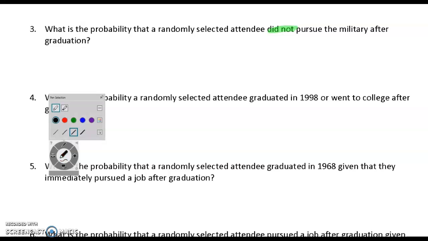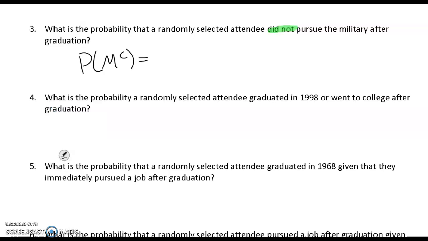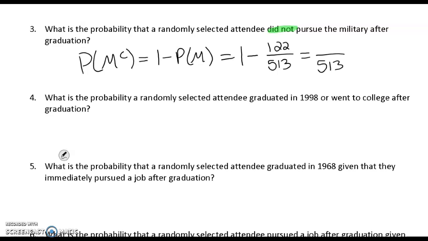So what needs to happen here is that since I'm looking for the people who did not go into the military, I can just write it as follows. This means the complement of the military. So if M is the event they went into the military, M^C would be the event they did not go into the military, which is what I want. I'm going to take 1 because that represents my total sample space, and I'm going to subtract the individuals that went into the military. Well, that would be 122 individuals out of the 513, which would give me the following result. Out of 513 individuals, it appears as though 391 of those individuals did not go into the military. And as an approximation, this will be about 0.7622.